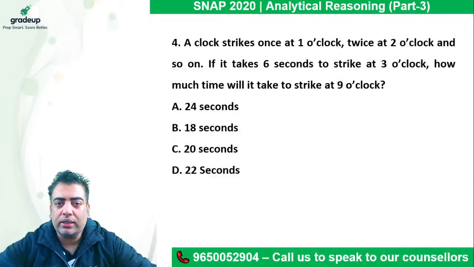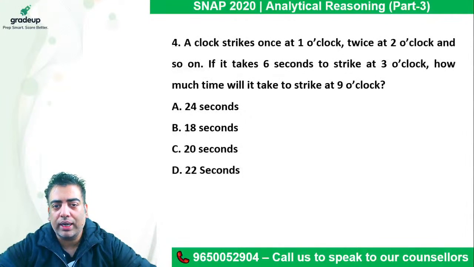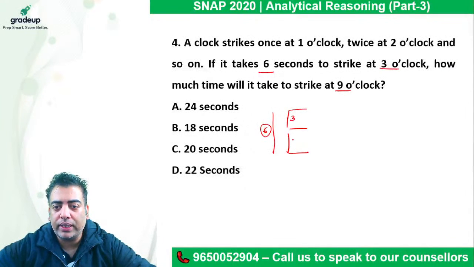In fourth, it says a clock strikes only once at 1 o'clock, twice at 2 o'clock, and so on. If it takes 6 seconds to strike 3 o'clock, how much will it take to strike at 9 o'clock? So in these kind of questions, we just need to study the interval between the 3 strikes given to me. Right? So there are 2 intervals and the total length of the intervals is 6, which means length of each interval will be 3 seconds.